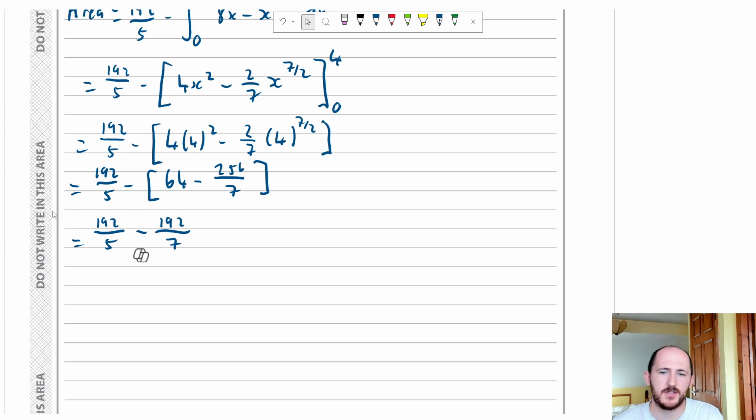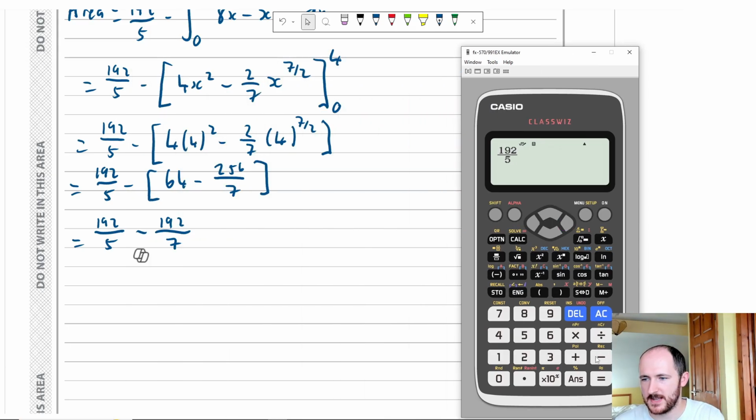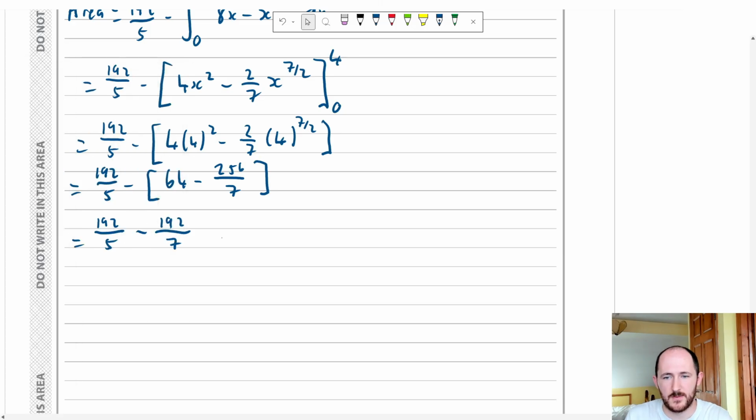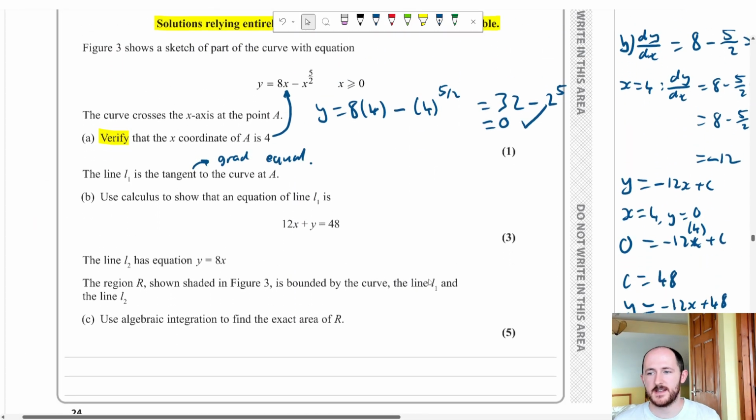Surely they'd let us... surely, right? If not, I'm sure you guys know how to add and subtract fractions. Surely they'll let me just minus 2 fractions, right? 384 over 35. I'm so glad that they made this non-calculator. It's really, really useful. And that's 5 marks. So not too bad.